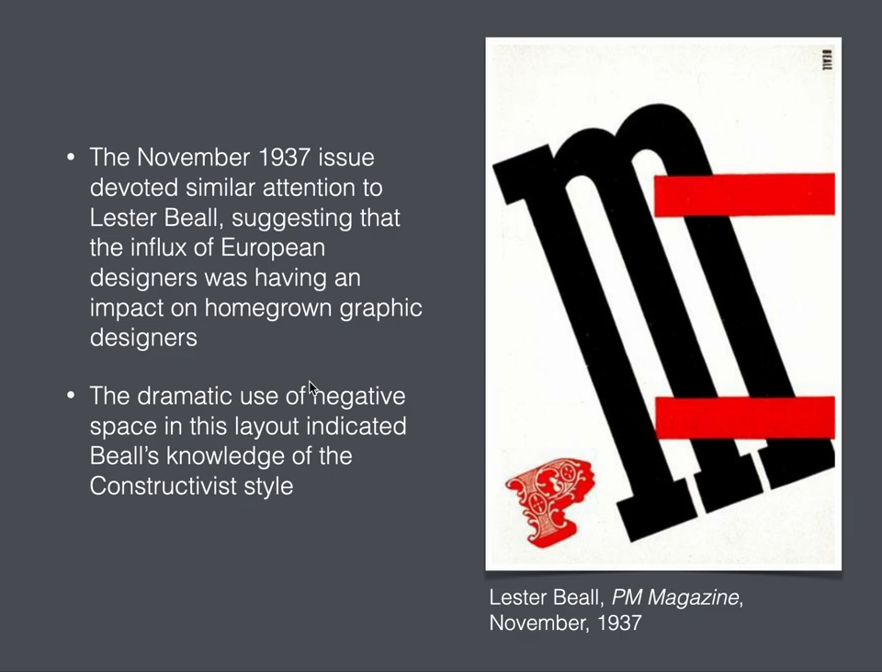The November 1937 issue devoted similar attention to Lester Beall, suggesting that the influx of European designers was having an impact on American graphic designers. You can see this dramatic use of negative space, this idea of the red lines, using things on an angle. And really what this cover is doing is mocking the decorative excesses of conventional typography. So you can see he's got this really ornamental P, but it's almost being overwhelmed by this slab serif M. And these two red rules seem to pull the asymmetrical M into the future, away from this ornamental past.